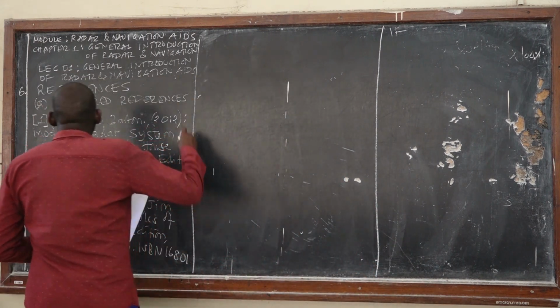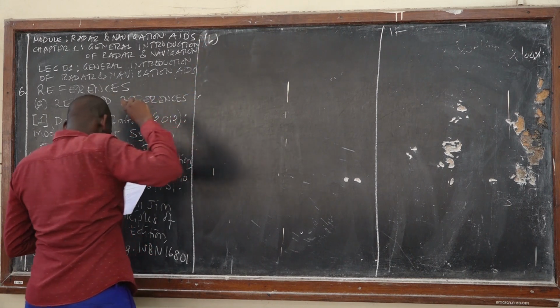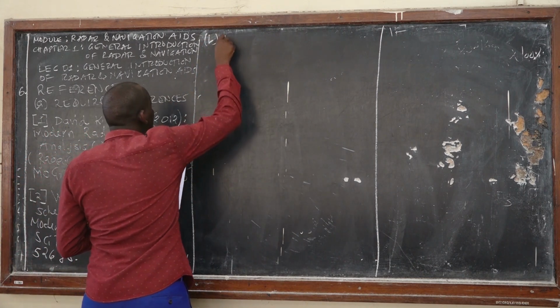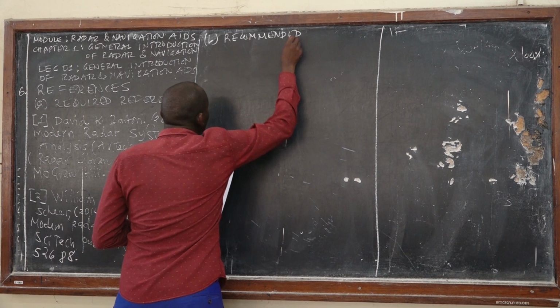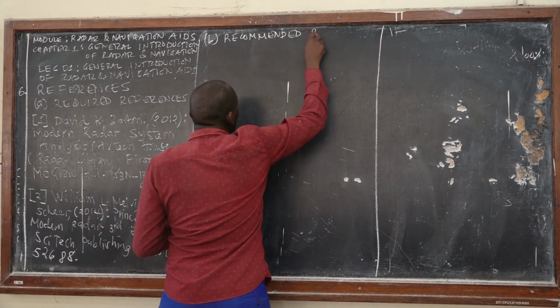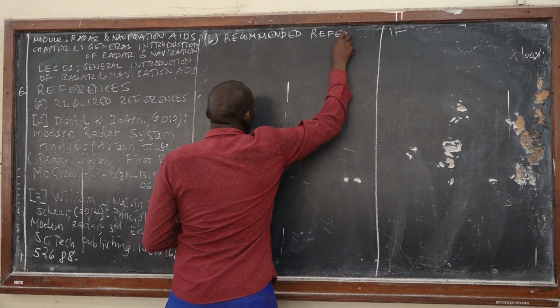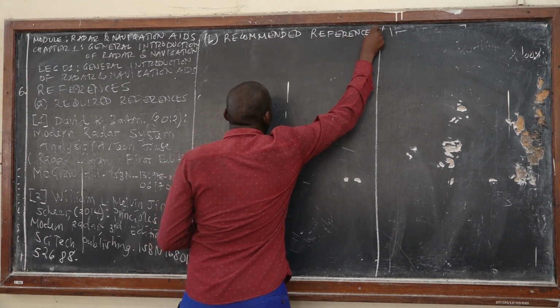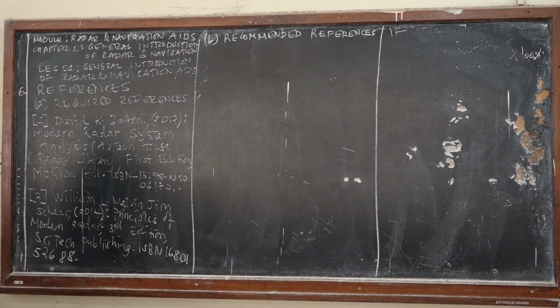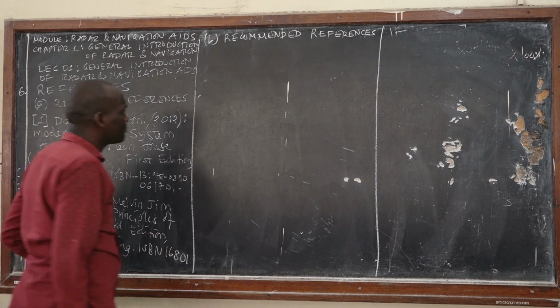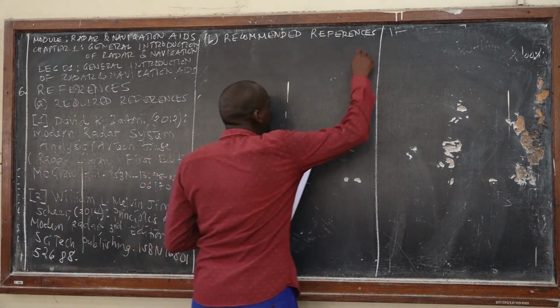Then part B, the second reference, is called the recommended references. Say recommended references. What did your parents recommend to you when you were coming for the second semester of second year? They told you to study hard, and once you study hard, you'll get a high grade. That's what you've been told by your parents.